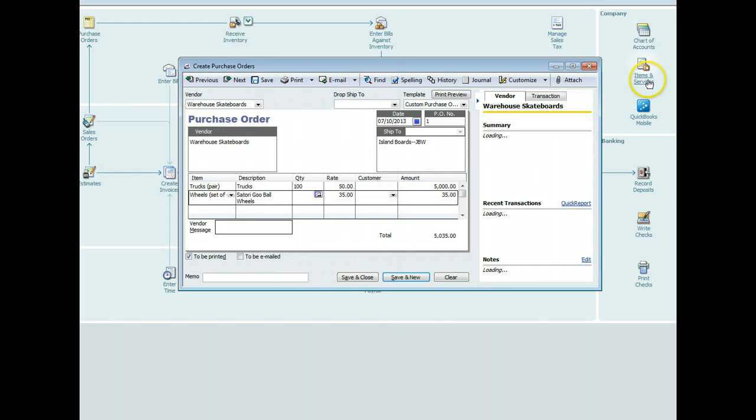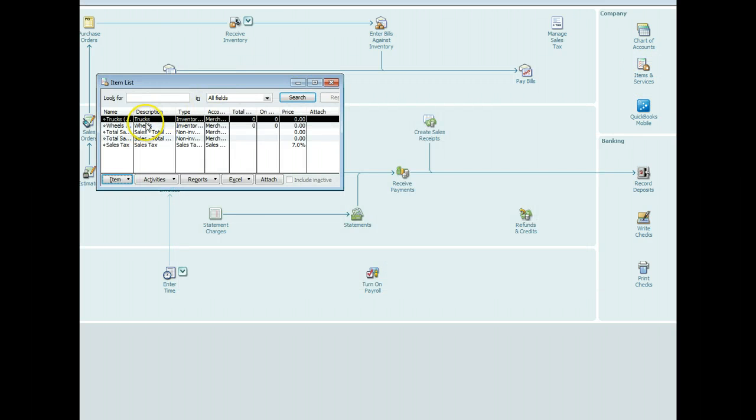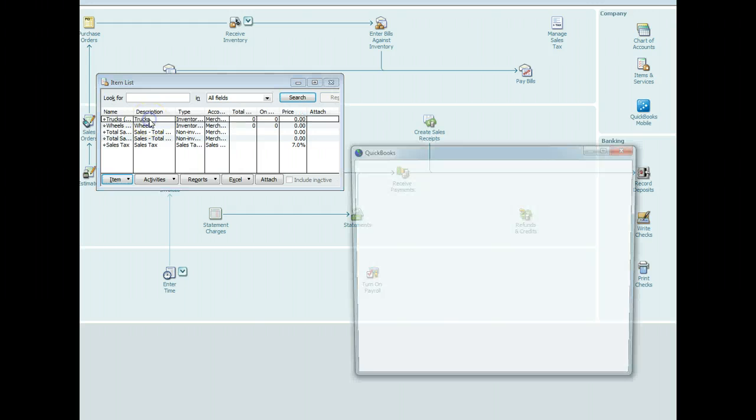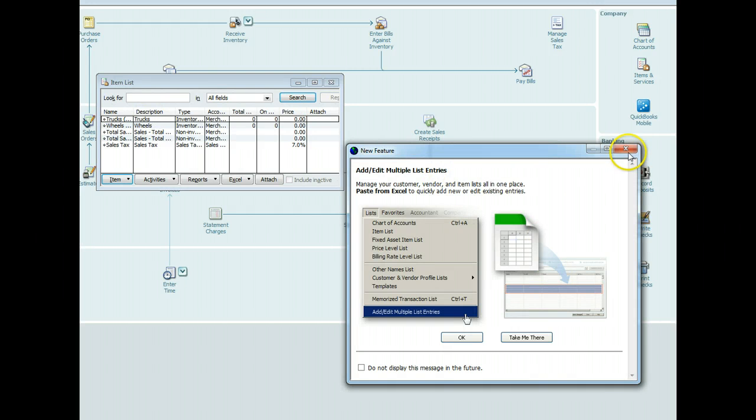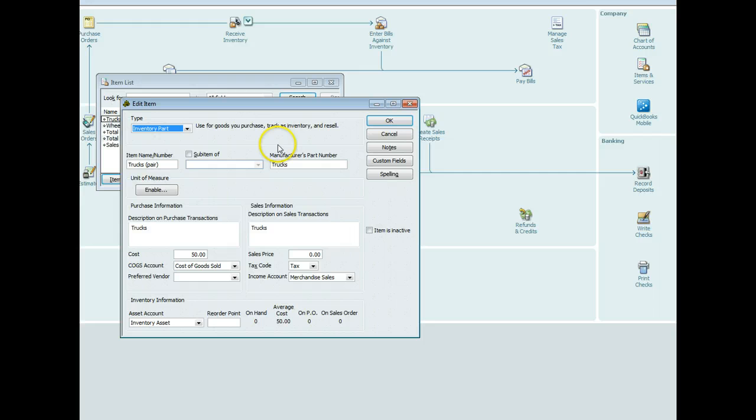Now, you can go to items and services up here in the company. And anything that you've done, see the trucks here? I can double click on that. I don't want to look at the new feature. And I can, for example, describe my trucks better. Tensor magnesium trucks.